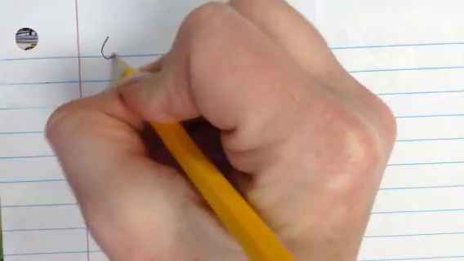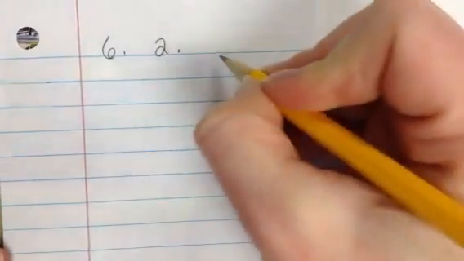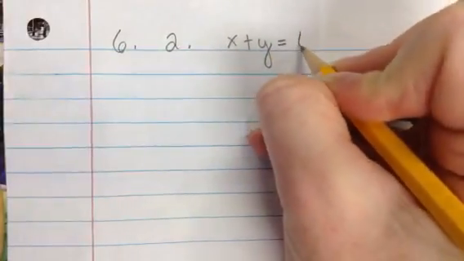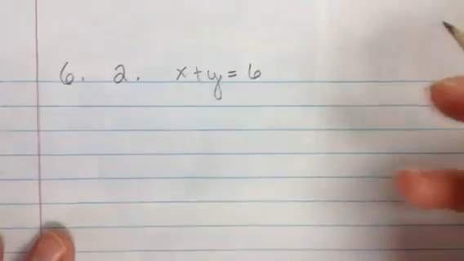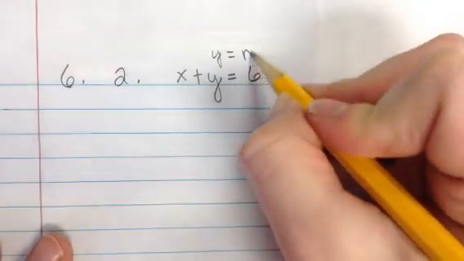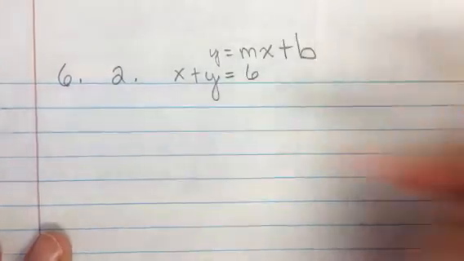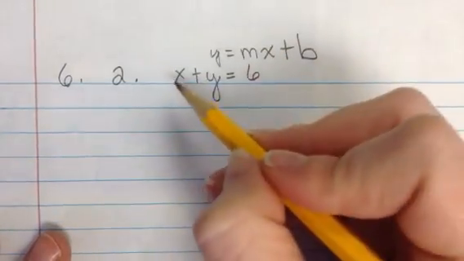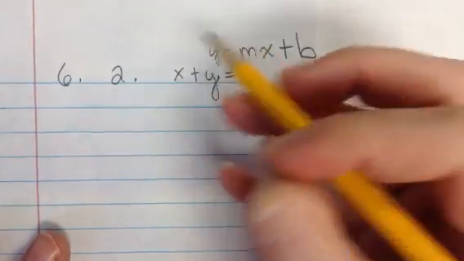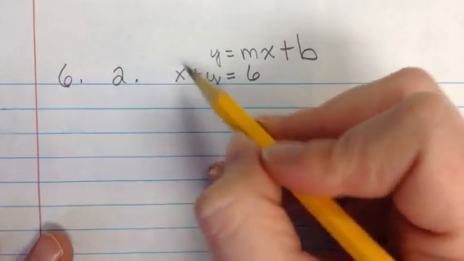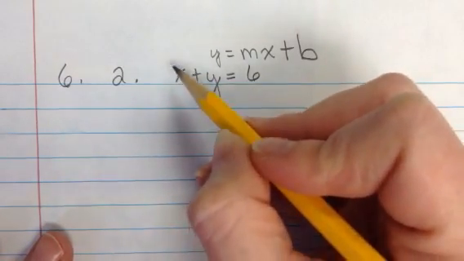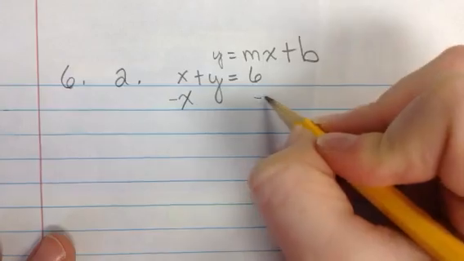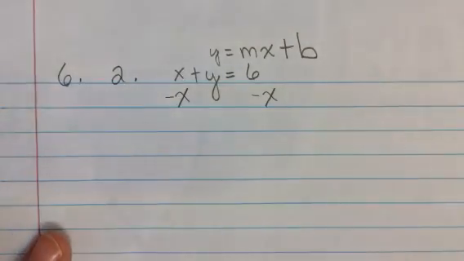So we are on 6a, x plus y equals 6. Remember how above it we wrote out our goal, y equals mx plus b. Notice the y is in the correct spot. The only thing on this one that we have to move is the x term to the other side. So you ask yourself, what would make this not be on this side anymore? Since it's positive, I need a negative to help it cancel out. Remember, you have to do that to both sides of the equal sign.